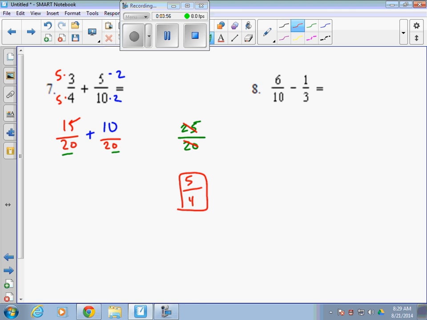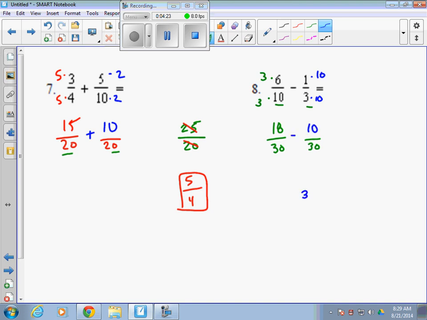Number 8 says 6 over 10 minus 1 over 3. Again, you have to create a least common denominator. The smallest number that both of these go into is the number 30. So we want to make both of them into the number 30. You multiply 10 by 3, which means you multiply 6 by 3 to get 18. You multiply 3 by 10, so you multiply 1 by 10 to get 10, and it's minus in the middle.